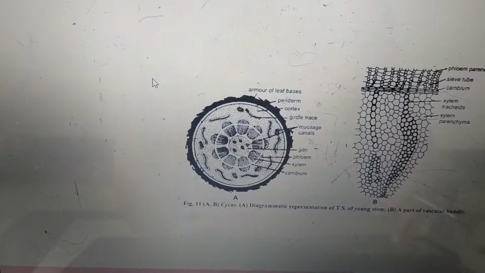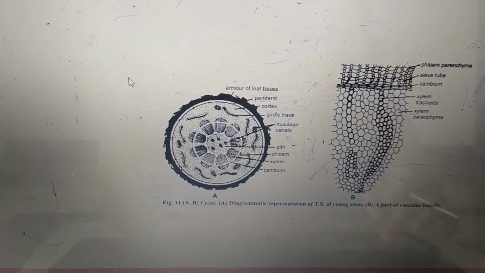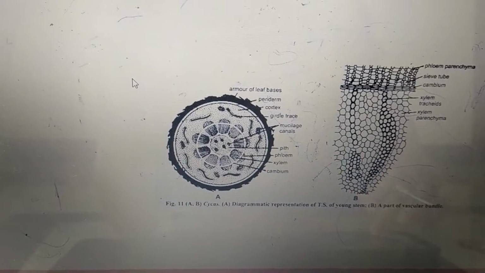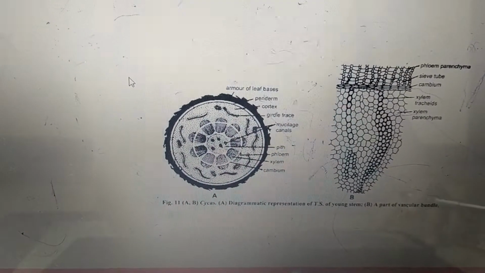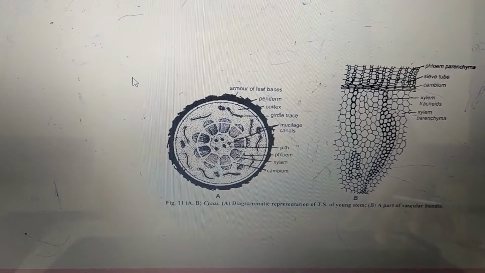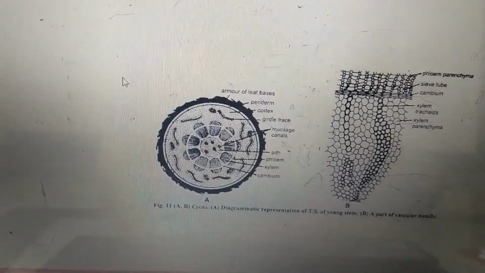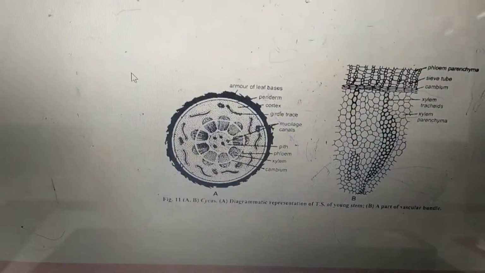Now here they haven't mentioned epidermis. It doesn't mean it is absent. Epidermis is present. It has compactly arranged thick walled cells. Apart from that, there is the presence of several persistent leaf bases.